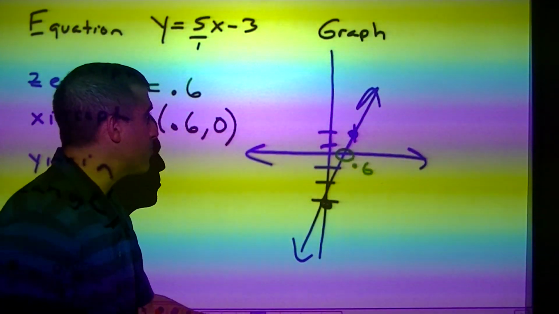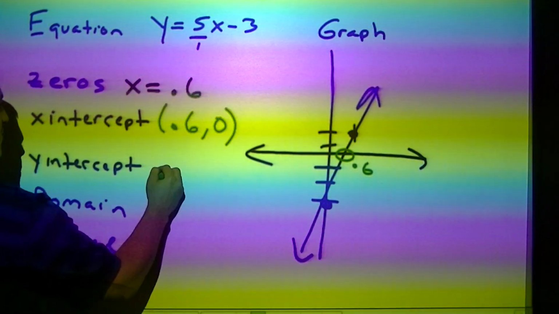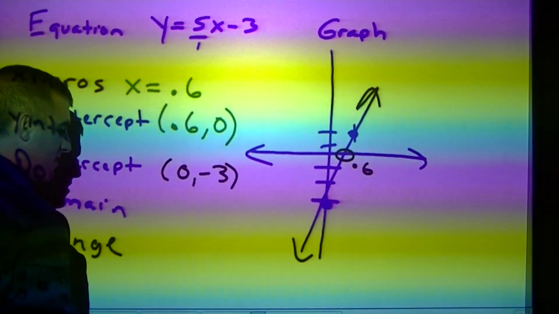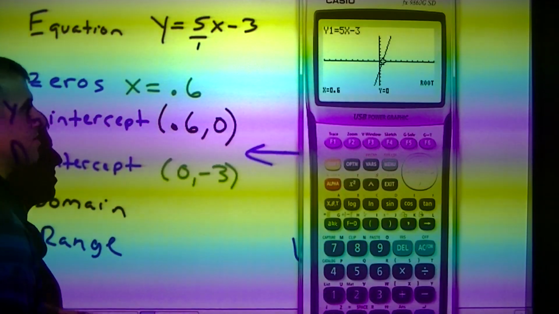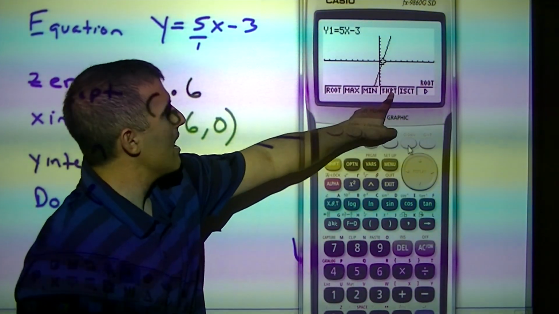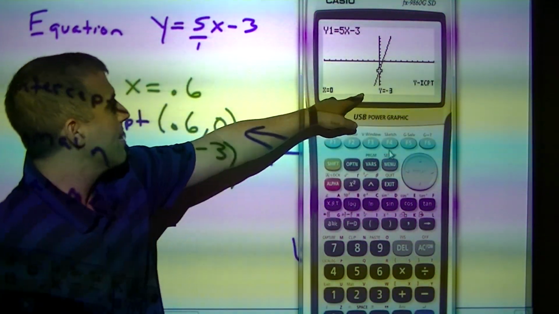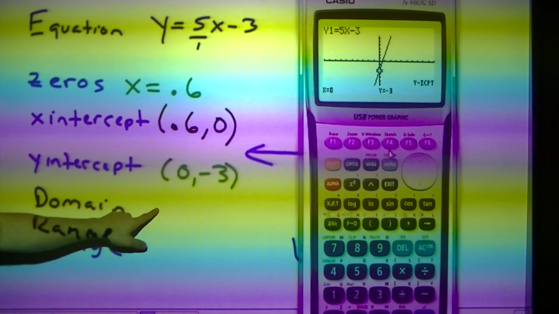Now, the y-intercept we already know is -3. Once again, if you didn't know that, you can also go to gsolve, and the y-intercept is right there. That also tells me 0, -3.